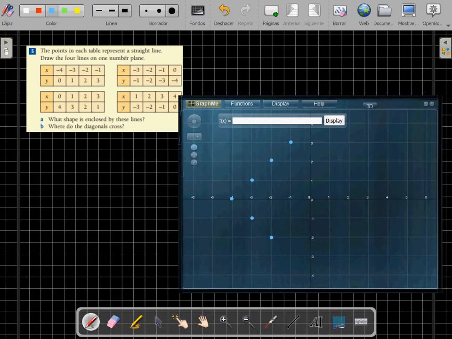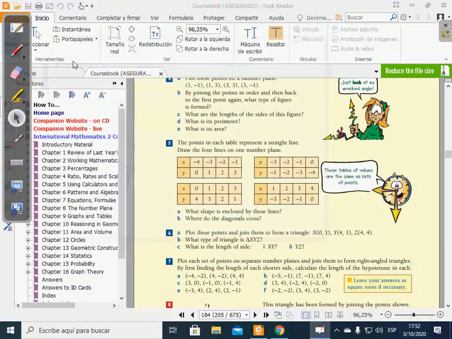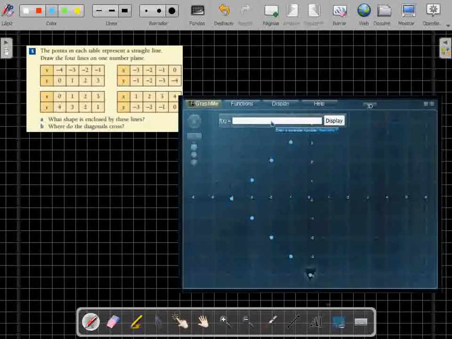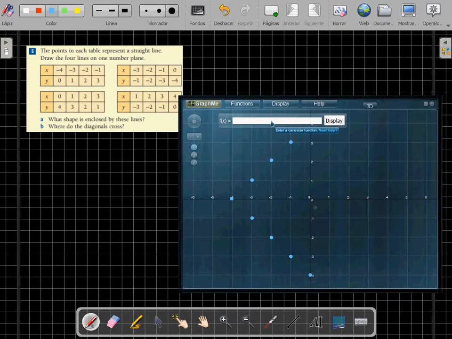Next point is going to be -1 in x, -3 in y. Here it is, -1 in x, and from here we're going to move down until we reach the -3 in y. Here it is, right there. Oh, sorry about that. Okay. Now we have the fourth point, 0 in x, and from here we move down until we reach the -4 in y. 0 in x, -4 in y. This is the last point from this part. Now let's move on to the next table.